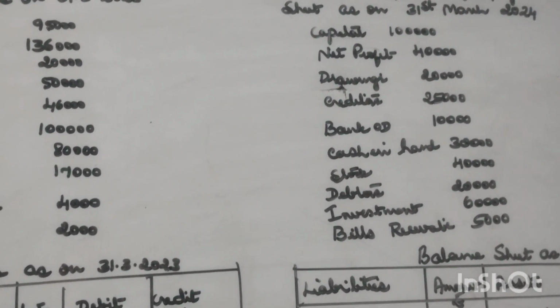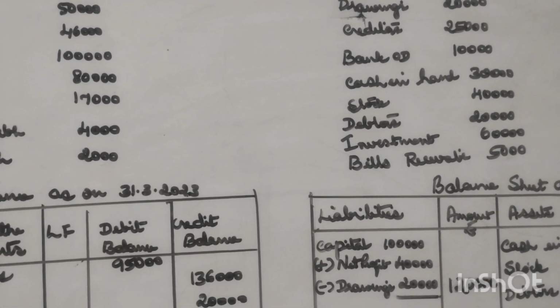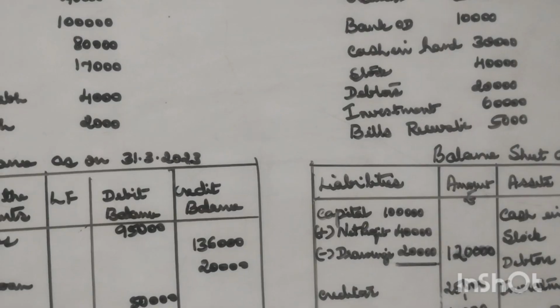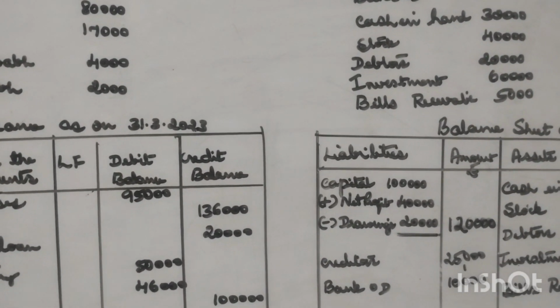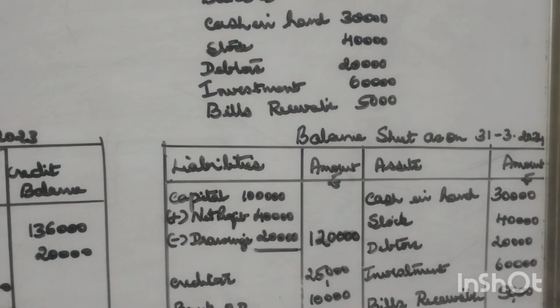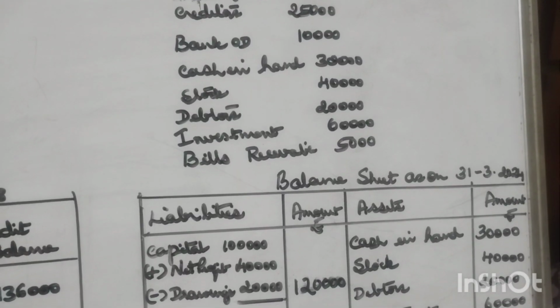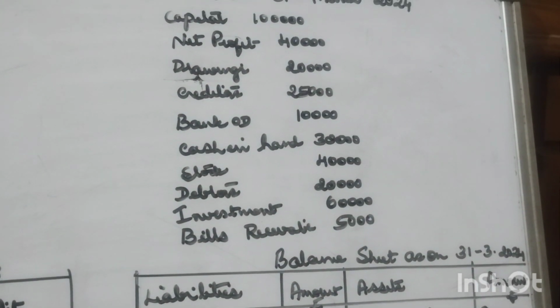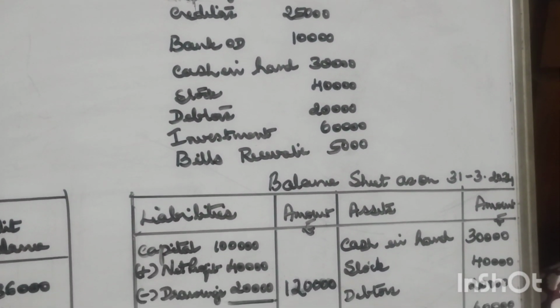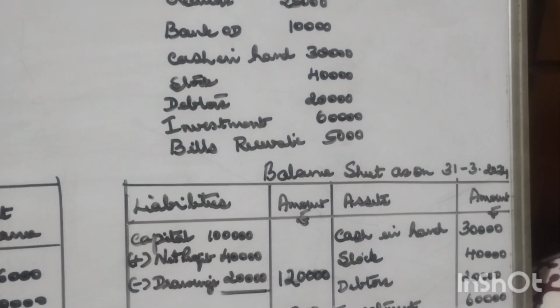So in the question, capital, net profit, drawings, creditors, bank overdraft, cash in hand, stock, debtors, investment, bills receivable are given. The format of the balance sheet will be liabilities, amount, assets, amount. So capital amount, that appears under the liability side. Net profit, that must be added to capital. Drawings, that has to be deducted.